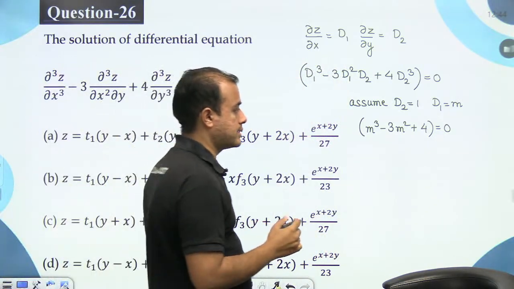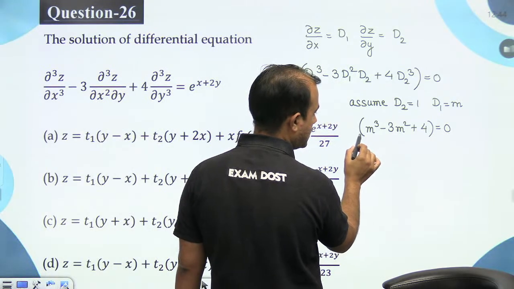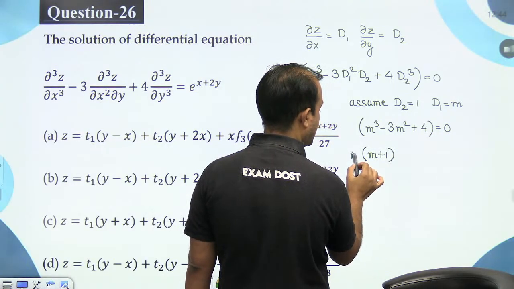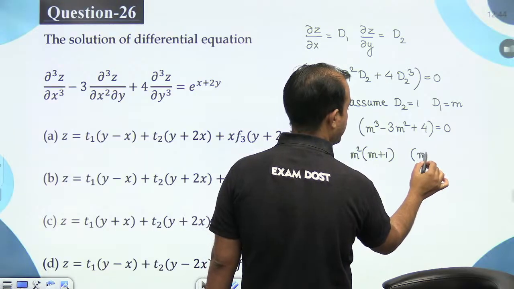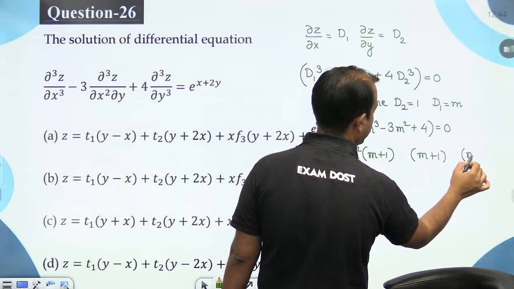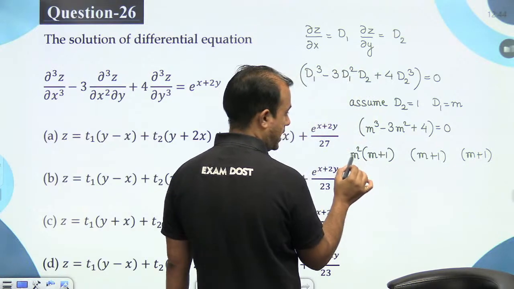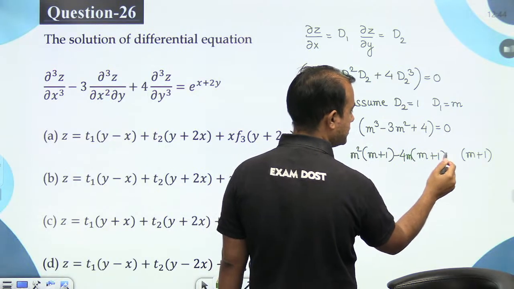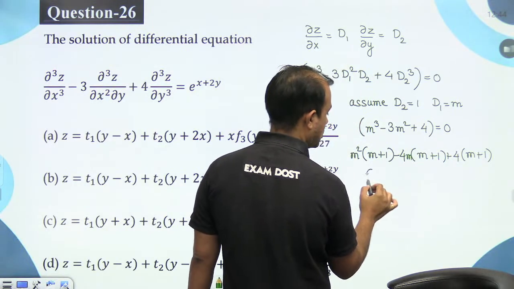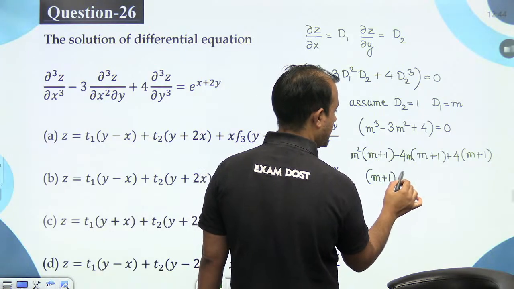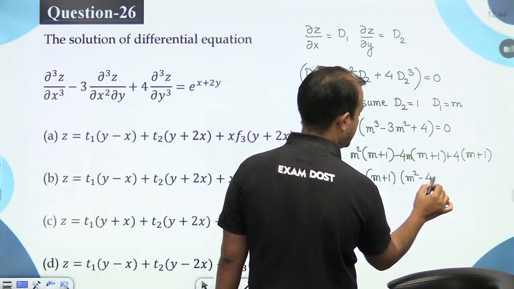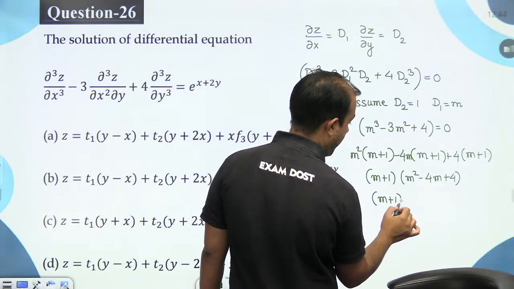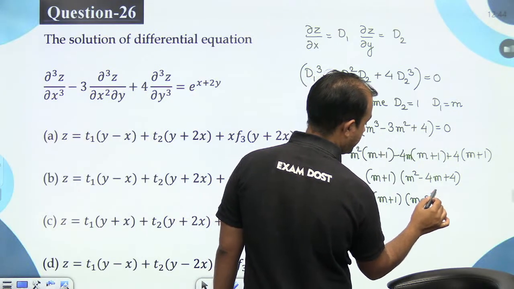So m equal to 1 will satisfy, or m equal to minus 1. Minus 1 will satisfy. M equal to minus 1 is the root. So I am dividing the polynomial by m plus 1. So m cube plus m square minus 3m square 4m. So this will be m plus 1 m square minus 4m plus 4. So m plus 1 m minus 2 whole square.